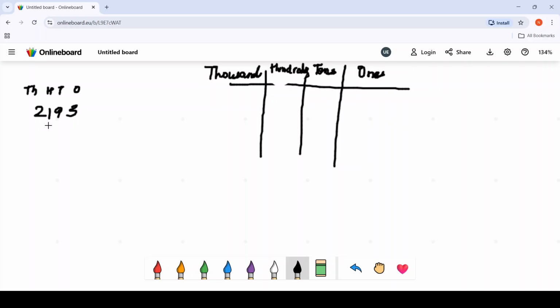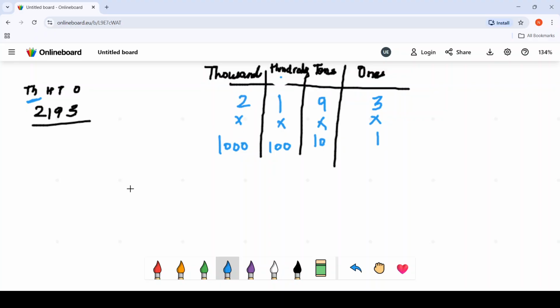Okay, let's write the digits in the respective column. 3 will be written in the ones column. Okay, 9 will be written in the tens column, 1 will be written in the hundreds column, and 2 will be written in the thousands column. Correct? Let's multiply them. 3 will be multiplied by 1, 9 will be multiplied by 10, 1 will be multiplied by 100. 2 will be multiplied by 1000 because it is in the thousands place, right?